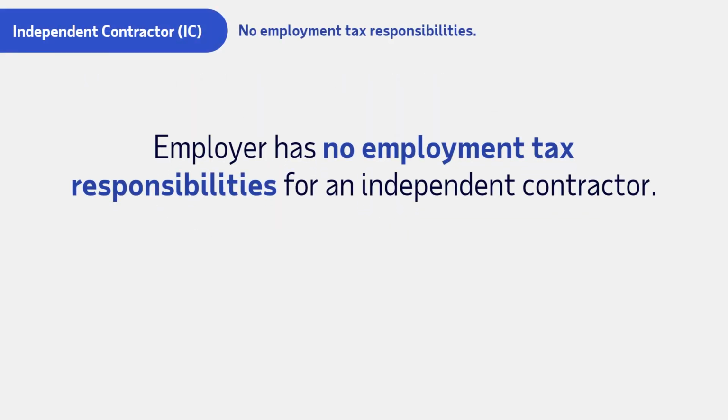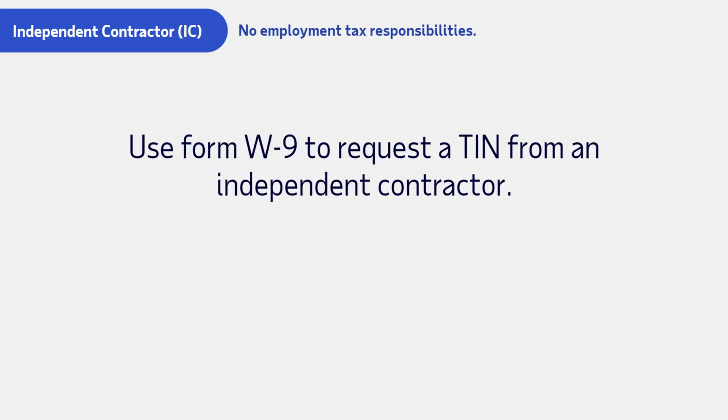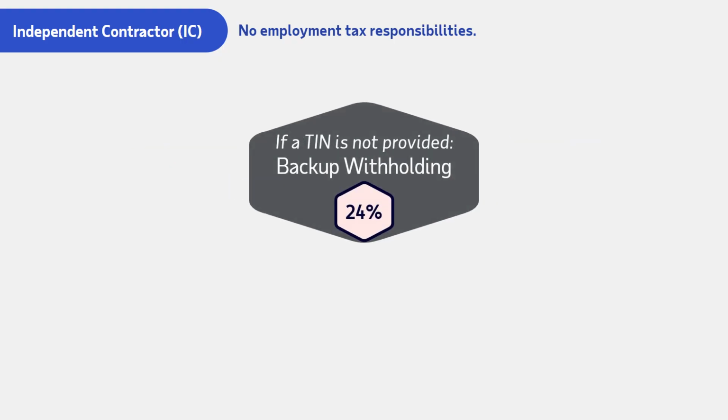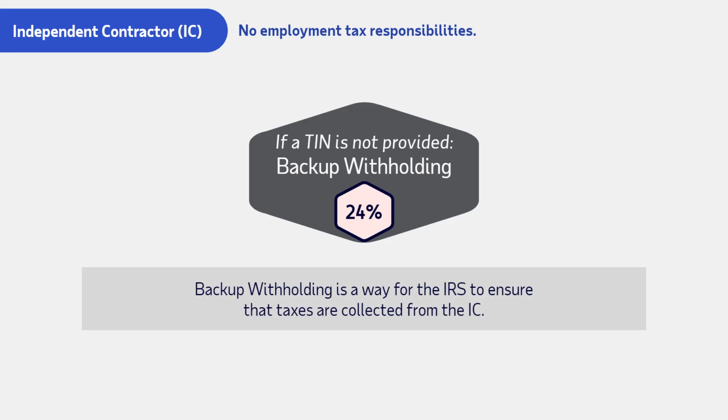Independent contractor, IC. As an employer, you generally do not have tax responsibilities for independent contractors unless they fail to provide their tax identification number, TIN. You can request the TIN using Form W-9. If they do not provide it, you are required to withhold 24% for backup withholding to ensure that federal taxes are collected. This process helps ensure that taxes are paid, especially if the contractor intends to avoid reporting their earnings.